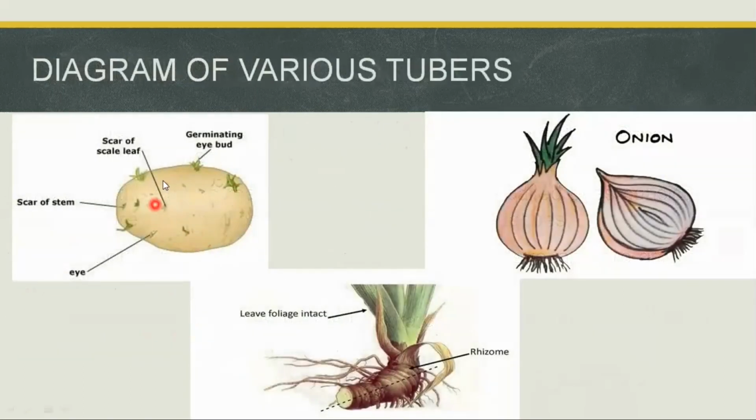See the diagram of potato. These are the germinating eye buds. Scar of scale leaf means the marking left when the leaf falls. Then the scar of stem, then the eye. Each piece of potato requires an eye to generate the next generation. This is the rhizome with foliage leaves intact, and the bulb formation in onion.